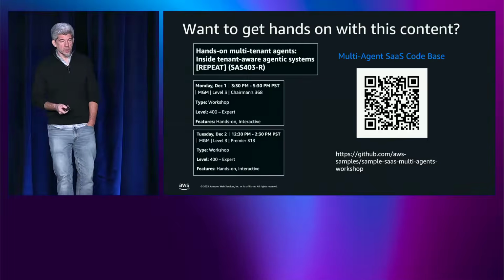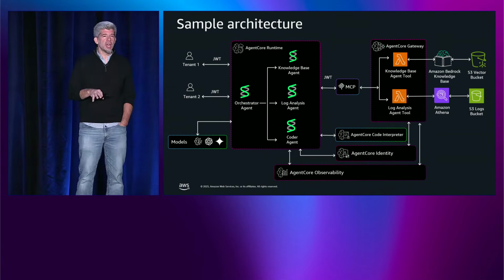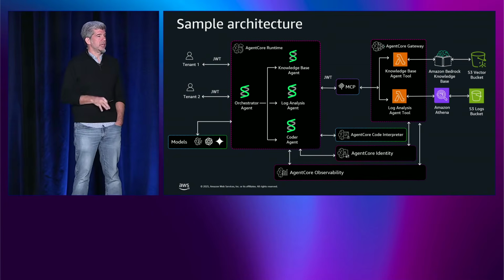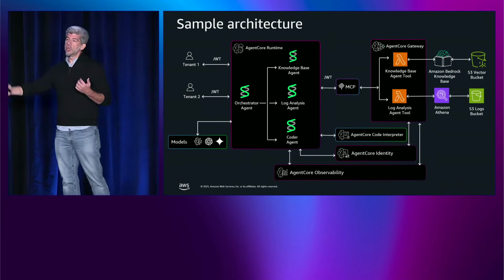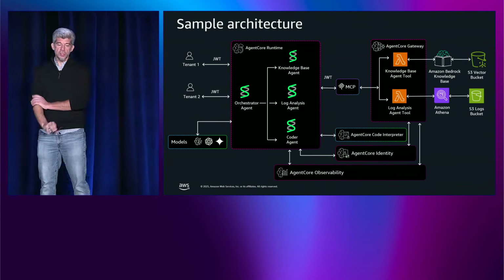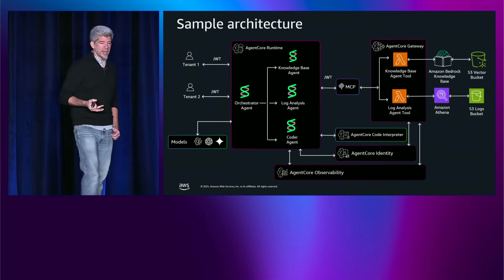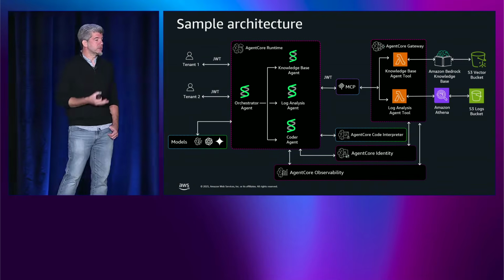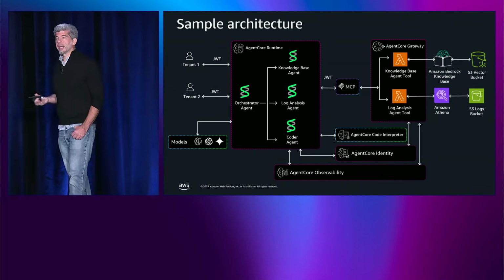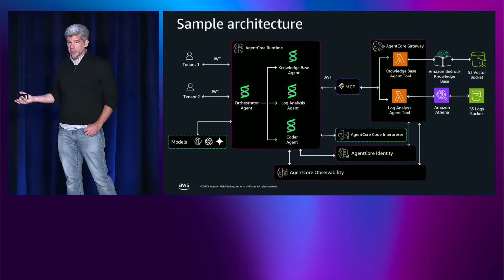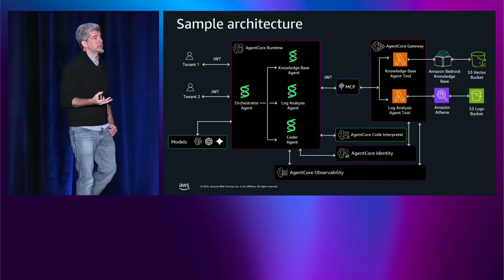So what is this workshop that we built? Well, here's the sample architecture. I don't want to spend too much time on it, but I want you to see this in the beginning, because you're going to see a number of components that will be reflected throughout this entire talk. There's an AgentCore runtime. This is where our code lives, and this is where we're going to execute our agents. We have several agents. There's going to be an orchestrator agent that's going to call a knowledge base agent, a log analysis agent, and a coder agent. Why? Because it's going to help us solve code problems as they occur.